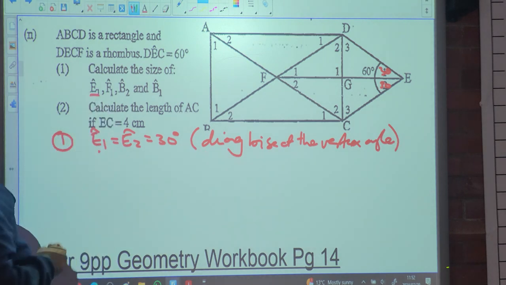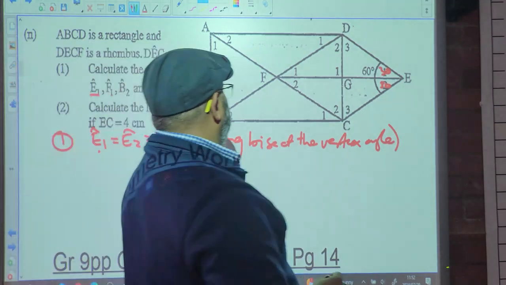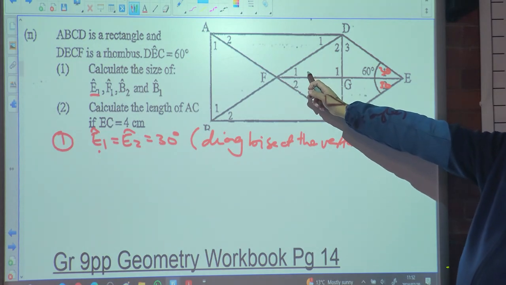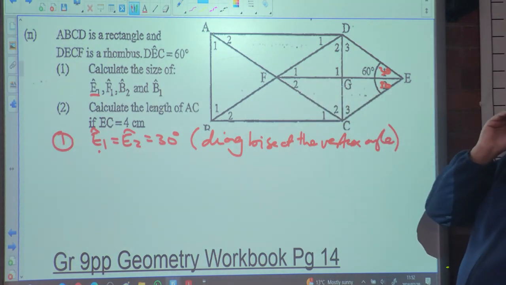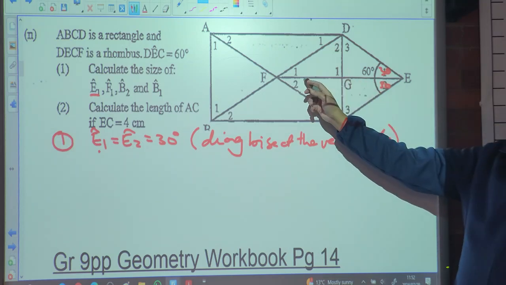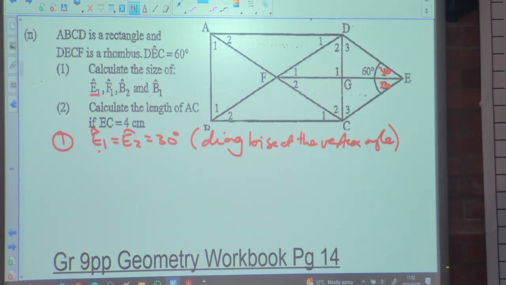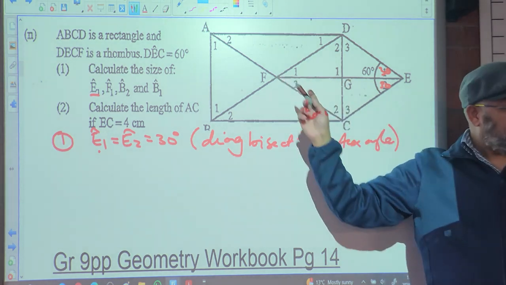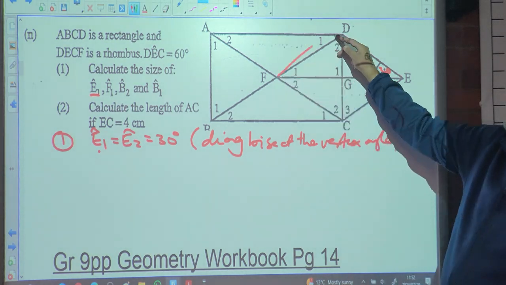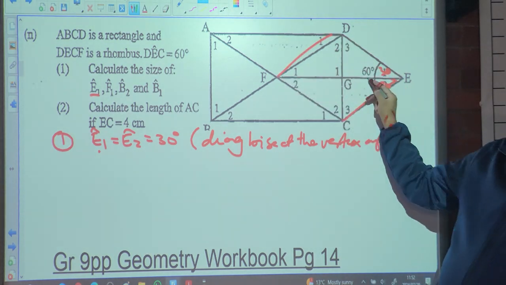People, F1. This one here. Opposite angles in a rhombus are equal, yes. And then diagonals bisect each other. You all agree with that? There's another way I could have done it. Lines are parallel, yes? Beautiful.